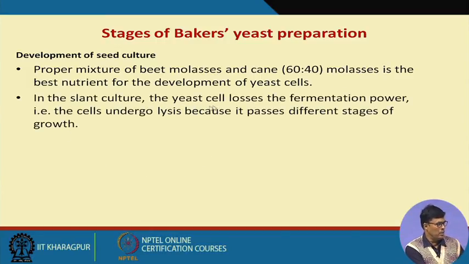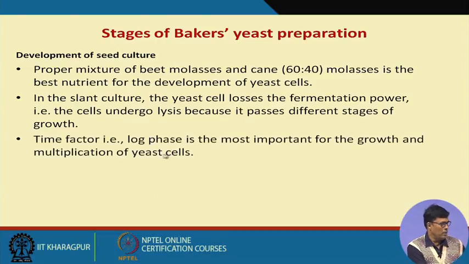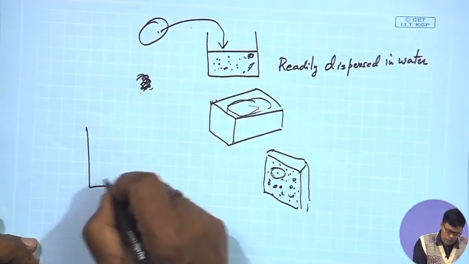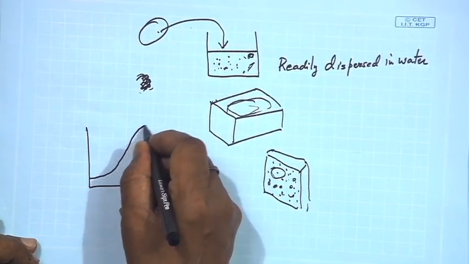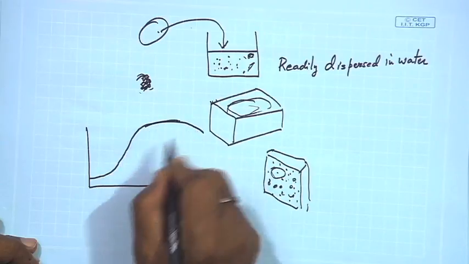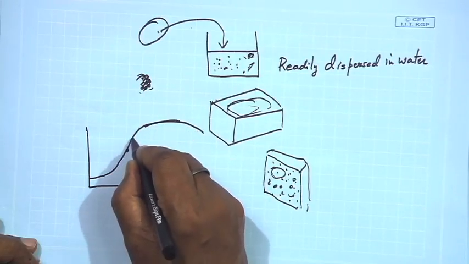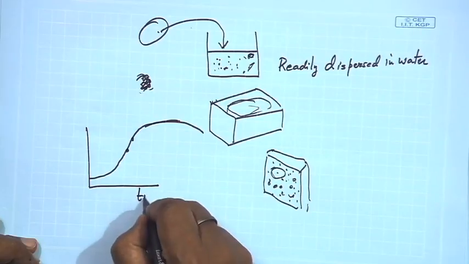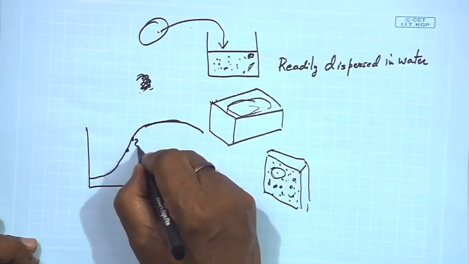In the slant culture, the yeast cell loses its fermenting power. That is, the cell undergoes lysis because it passes through different stages of growth. The time factor, that is the log phase, is the most important for growth and multiplication of the yeast cells. I told you several times that whenever we do the inoculation, we always consider the growth cycle of the cells. This is the mid log phase and this is the late log phase, and we always do the inoculation in between these phases.